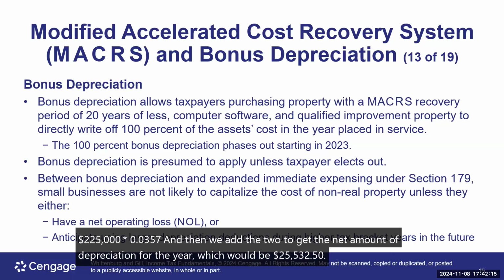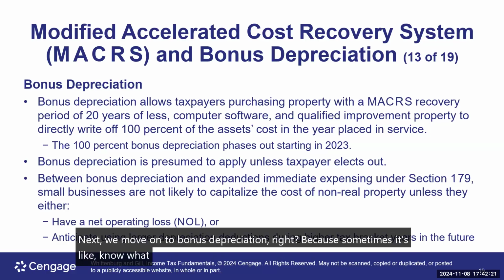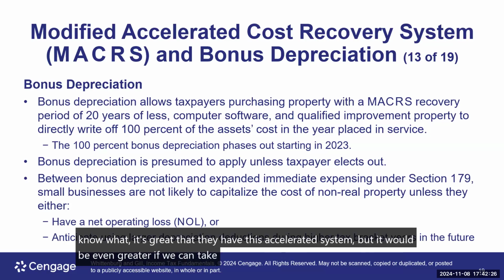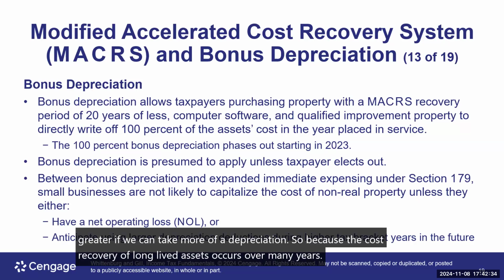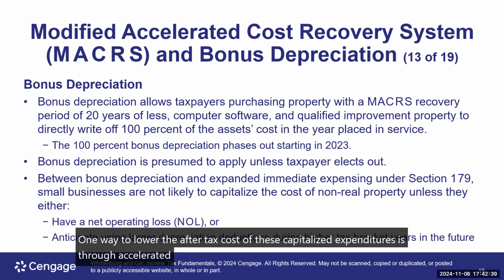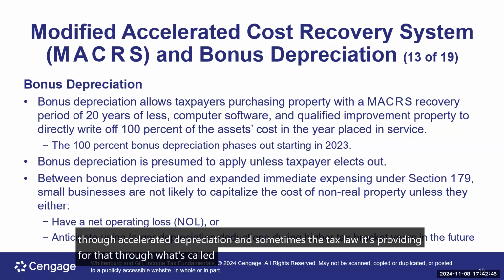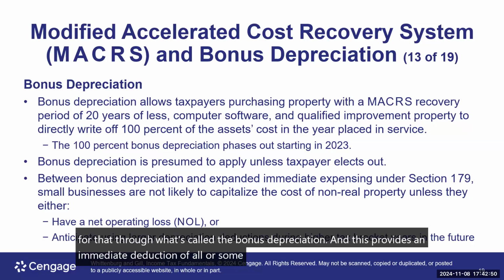Next, we move on to bonus depreciation, right? Because sometimes it's like, you know what? It's great that they have this accelerated system, but it would be even greater if we can take more depreciation. Because the cost recovery of long-lived assets occurs over many years, one way to lower the after-tax cost of these capitalized expenditures is through accelerated depreciation. And sometimes the tax law provides for that through what's called bonus depreciation. This provides an immediate deduction of all or some of the cost of otherwise slowly depreciated property.